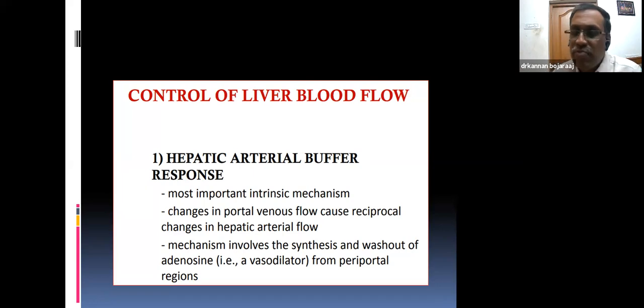This hepatic arterial buffer response is compromised in advanced liver diseases. That is why we are so much bothered about the blood flow to the liver.